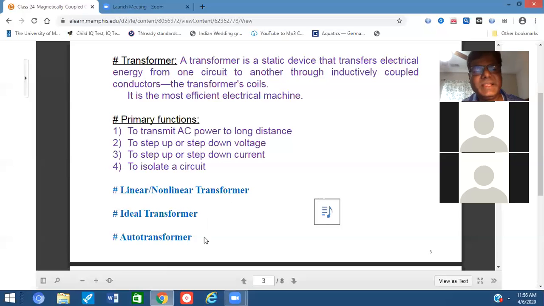And then there is one thing called the auto transformer. We will be looking at it in the last slide today. So far, everybody understands what a transformer is, what its function is?